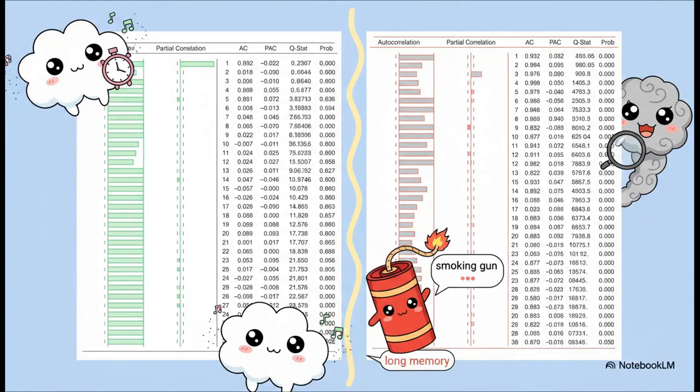And right here, you can see two very different fingerprints. On the left, that's a healthy, stable series. See how those bars, the correlations with the past, drop to basically zero almost immediately. Its memory is super short. But now look at the chart on the right. For a series with a unit root, those bars decay so slowly. It has this long, persistent memory of past shocks. That right there is our smoking gun.